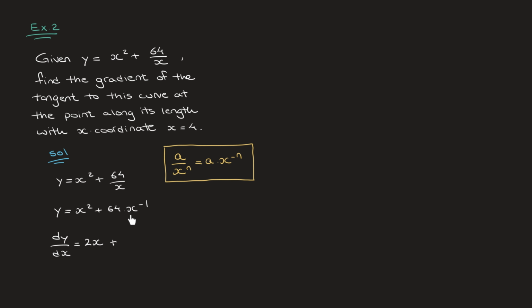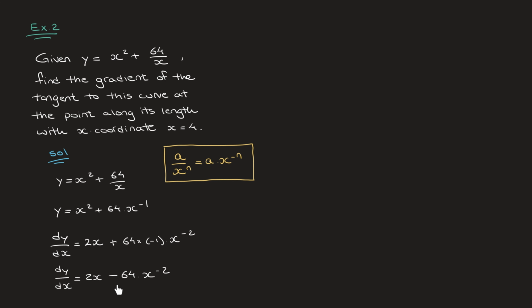64 times the derivative of x to the power of negative 1. So that's 64 times negative 1 times x to the power of negative 1 minus 1, which is negative 2. Now, 64 times negative 1 is negative 64, so this turns into dy dx is equal to 2x minus 64 times x to the power of negative 2.